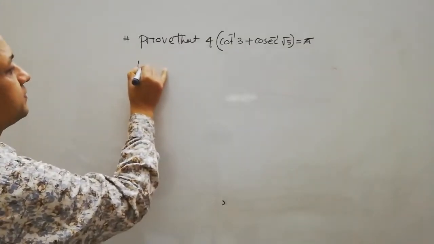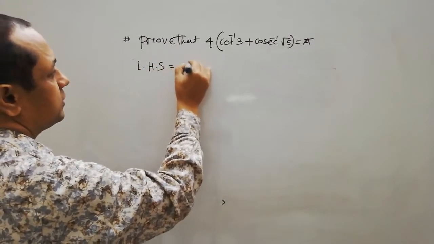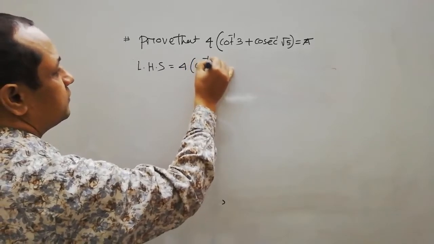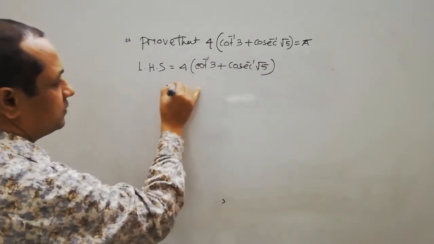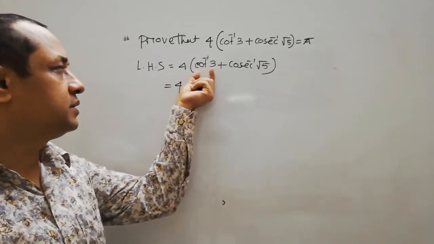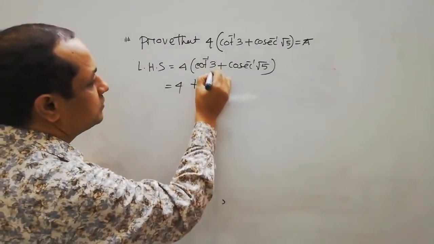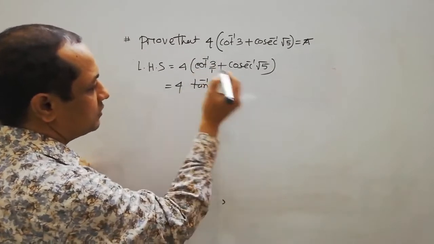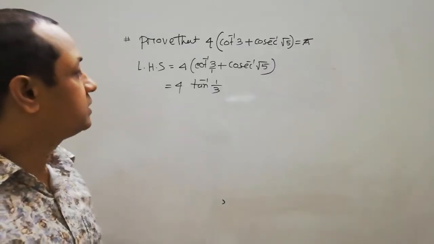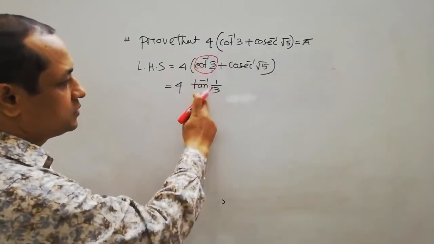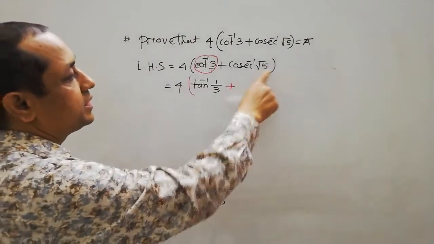Now left hand side equals 4 into cot inverse 3 plus cosec inverse root 5. Now convert to tan. First function, cot inverse 3. We can write cot inverse 3 equals tan inverse. Here the numerator is 1, so cot inverse converts to tan inverse 1 by 3. Student, here cot inverse 3 equals tan inverse 1 by 3, plus cosec inverse root 5.